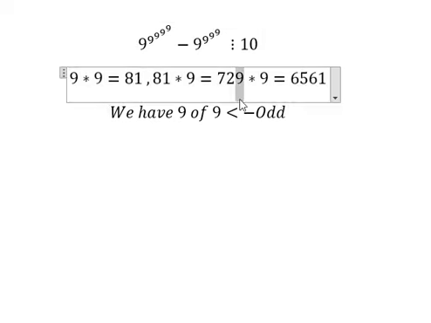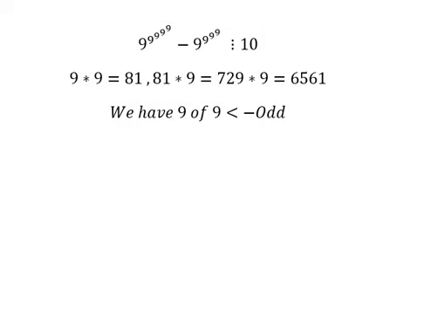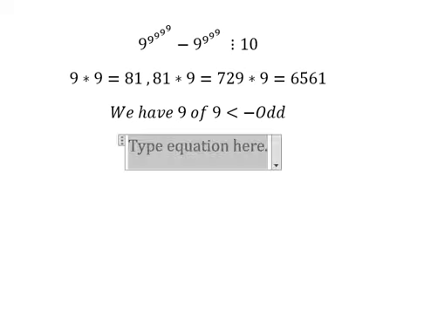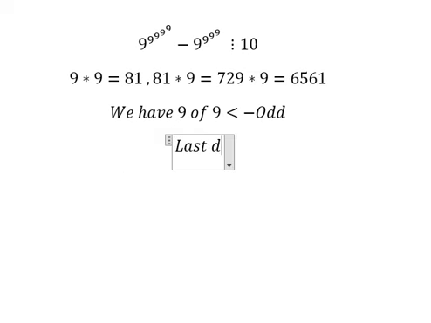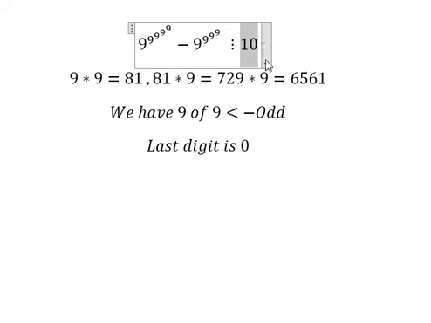So 9 to the power of 9 minus 9 to the power of 9, you get the last digit 0. Because the last digit is 0, that means it can be divided by 10. And this is the technique to answer the question.